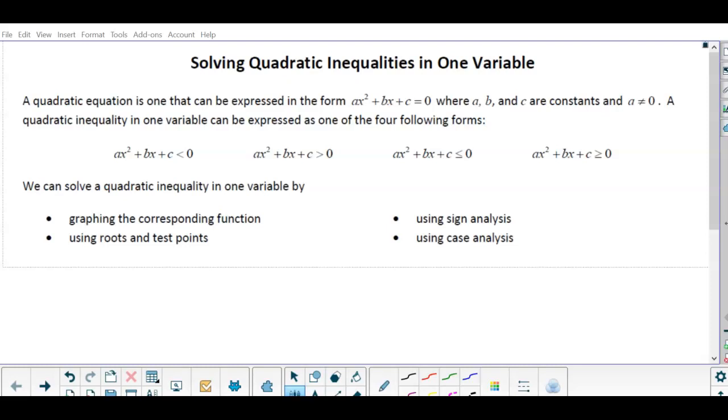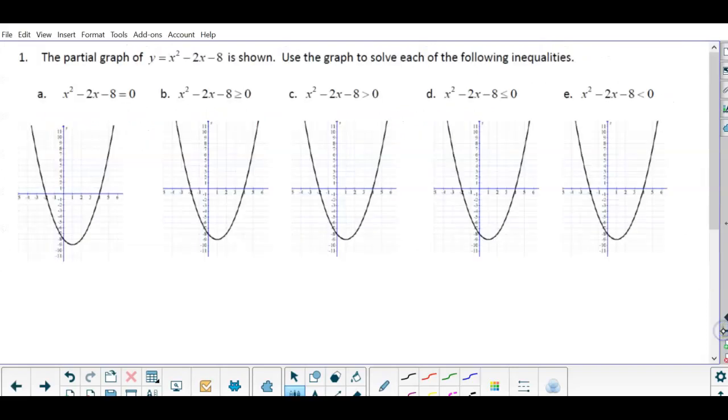So there's 4 different quadratic inequalities listed there: less than, greater than, less than or equal to, greater than or equal to. Okay, so we'll go through these methods. First one is graphically, and we've actually graphed them for you. So this is a review of what we've already done. So it says use the graph to solve each of the following inequalities.